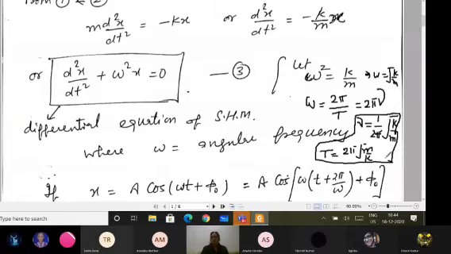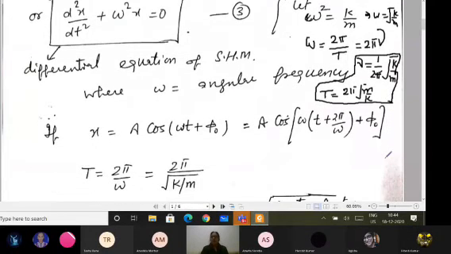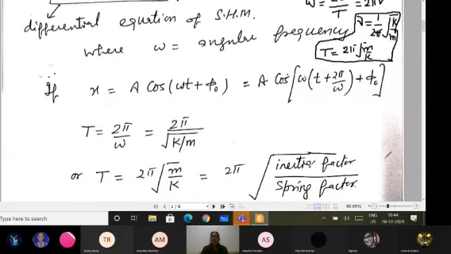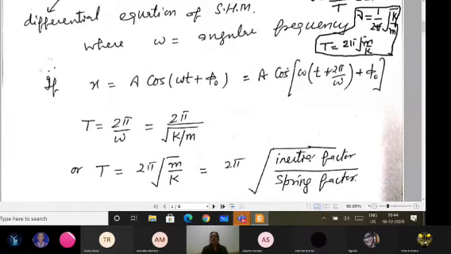And another way which we have to learn is that I can write this equation in terms of the phase or initial phase. So for time period, this is the expression: 2 pi square root of the inertia factor divided by the spring factor. And how I am able to write this equation, I am just going to continue.